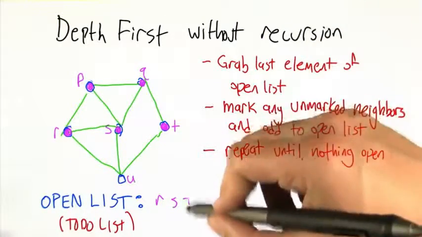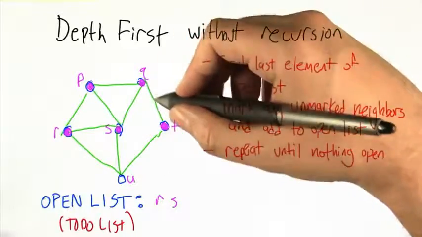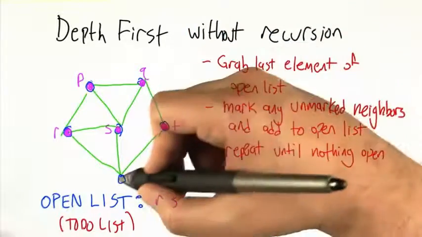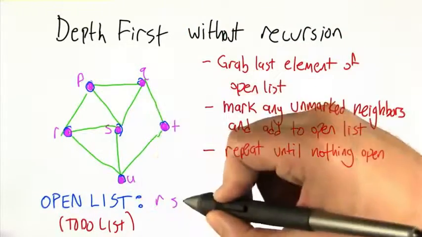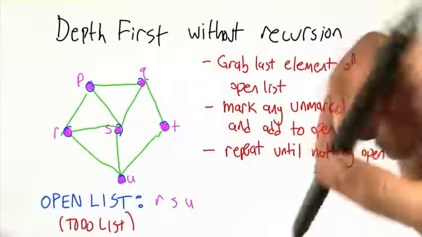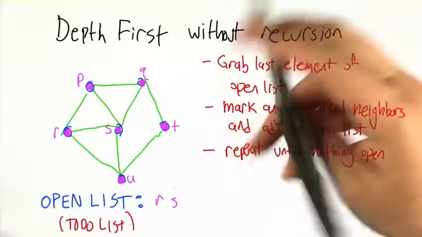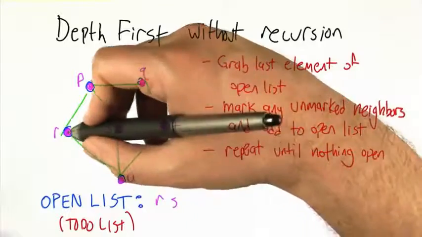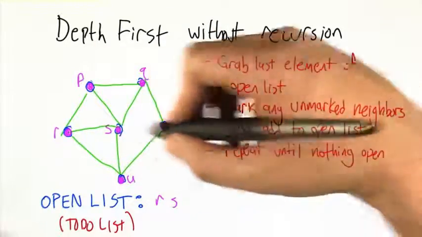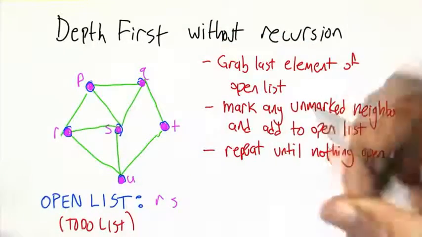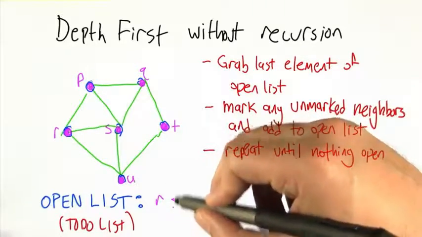Grab the top thing off the to-do list, which is the T, check all its neighbors, Q and U. Only one of them hasn't been visited, and that's U. We mark it, add it to the to-do list. And we repeat again. Grab the last thing off the to-do list, which is U. Look at all the neighbors of U, which are R, S, and T. They've all been marked. Nothing to do. Yes, there is. There's still one more thing on the to-do list. We have to get the S.